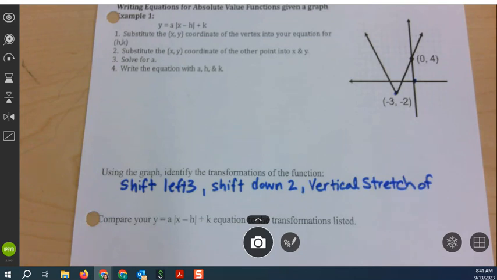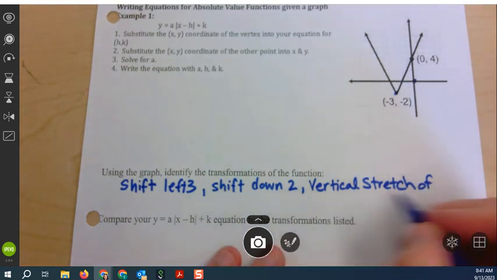Because it's from -2 to 4. So that's 6. And then over how many? 3. So that would be a slope of 6 over 3, which is what? 2. Yeah. So with absolute value equations, you can determine the stretch by counting the slope. But that doesn't work for all equations. So we're kind of lucky with this one that works. So some of you might be able to use that information to write the equation, but I need to teach you the other way too.